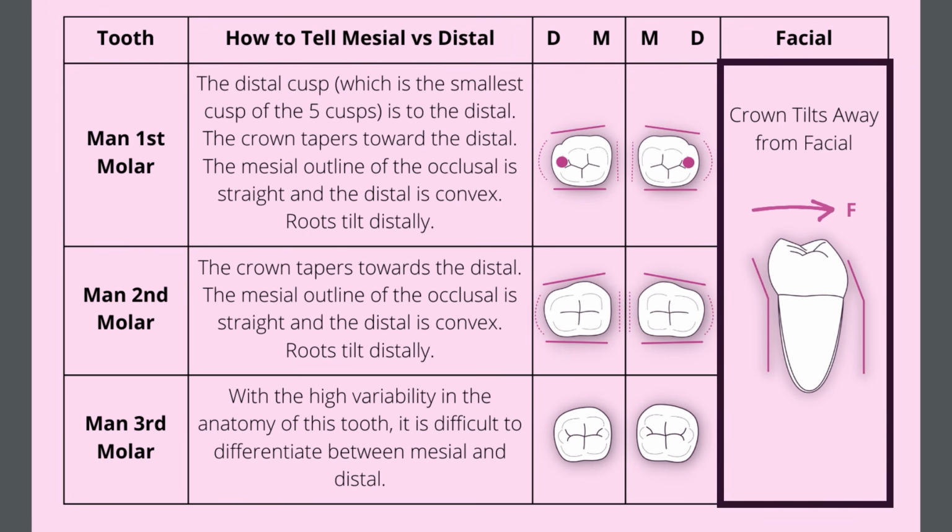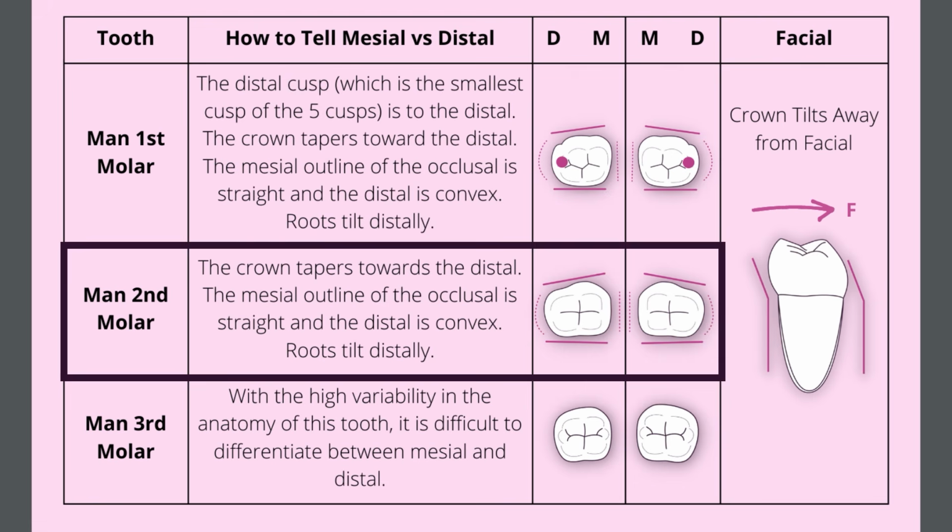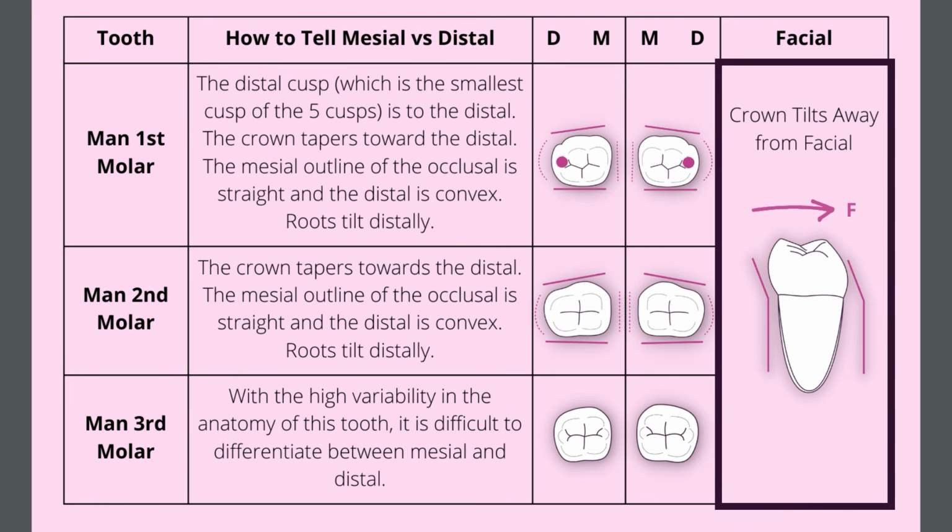For the mandibular first molar, looking at from the proximal, the crown tilts towards the lingual. So the side that the crown is tilting away from is the facial. For the mandibular second molar, the crown is going to taper towards the distal. The mesial outline from the occlusal is straight, while the distal outline from the occlusal is convex, and the roots tilt distally. For the mandibular second molar, if you look at this tooth from the proximal, the crown is going to tilt towards the lingual, so the side that the crown is tilting away from is the facial.